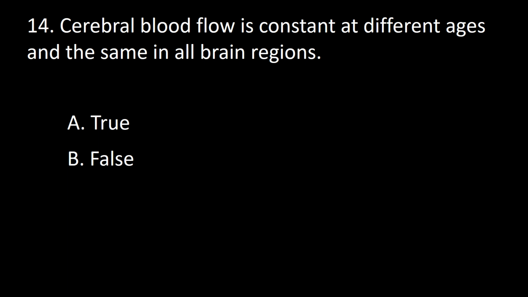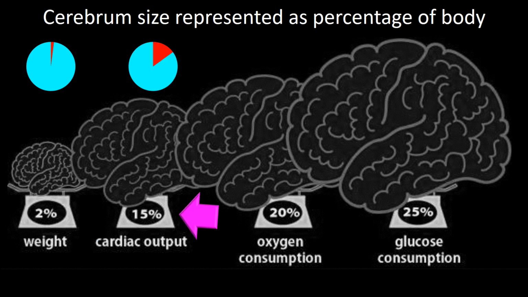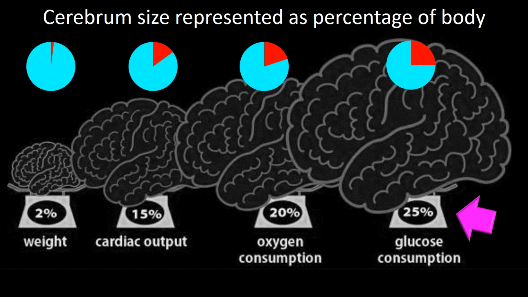Next question. Cerebral blood flow is constant at different ages and the same in all brain regions. A true, B false. In this frame, I have represented the cerebrum size in relation to the percentage of total body for different parameters. The cerebrum is a needy organ. It is estimated to be about 2% of the body weight, uses 15% of cardiac output, consumes 20% of the oxygen the body consumes, and accounts for 25% of the total sugar consumption of the whole body. Hence, it is an organ with high metabolic demands.